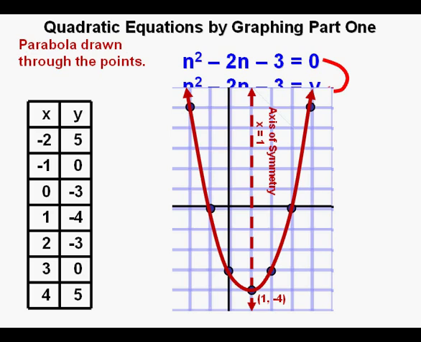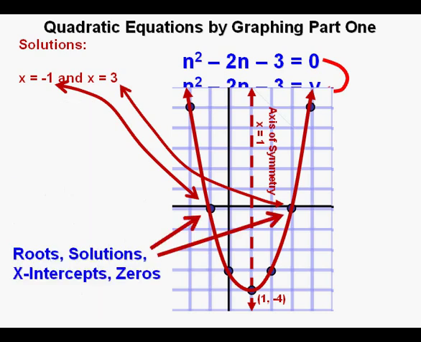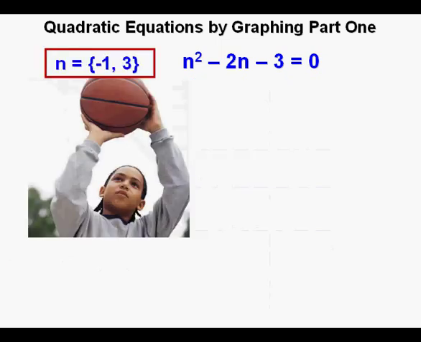After graphing, we look to step 4. We can look along the x-axis and pinpoint the solutions to this equation, which are x equals -1 and x equals +3. These points along the x-axis can be called roots, solutions, x-intercepts, and zeros. Going back to the original unknown n, he says that the solutions for this original equation are n equals -1 and 3, now boxed in as our correct answer.